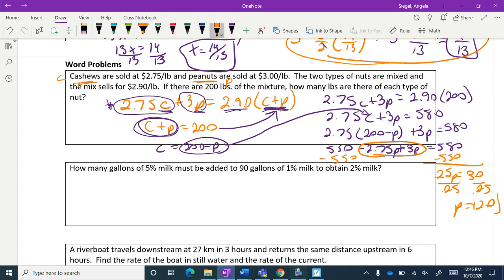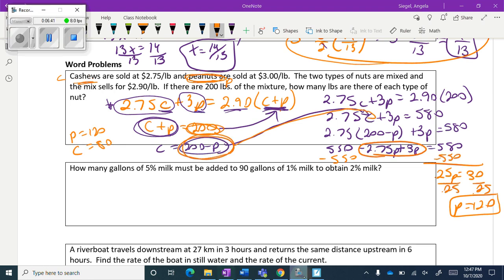So after I did my work, I found that P equals 120. I also went through and solved for C and plugged it in here. So I know that the number of pounds of peanuts sold is 120. And I know that each type adds up to 200. So 120 pounds of peanuts, and 80 pounds of cashews.